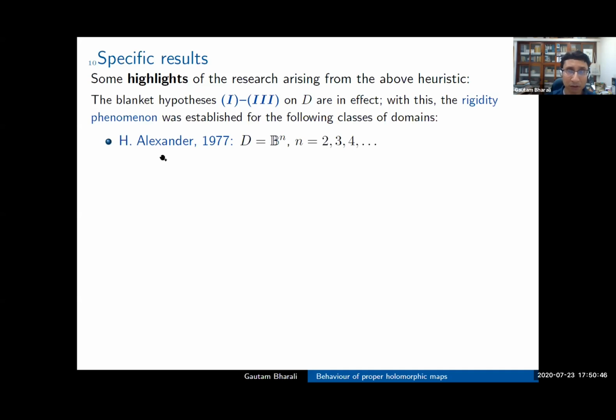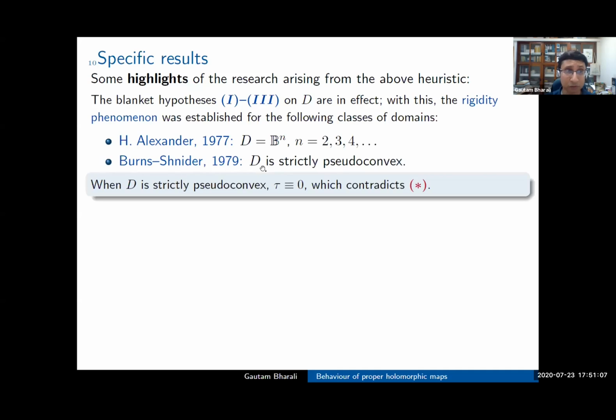So remember, Cartan, that is Henri Cartan, had established the rigidity phenomenon for the ball in 2 dimensions. It is Herb Alexander who established geometric rigidity for the round ball in any C^n, n greater than or equal to 2. Now, Burns and Schneider generalized the above result to the case of strictly pseudoconvex domains.